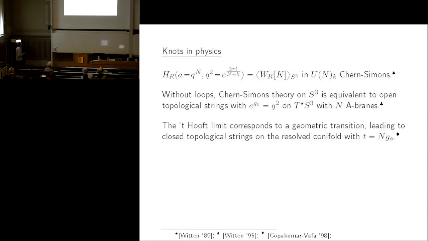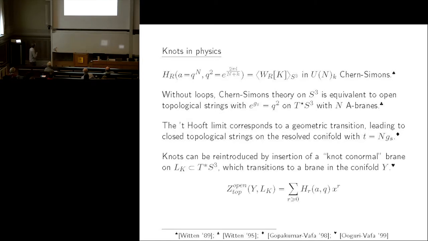Another important observation, also due to Witten, is that Chern-Simons theory without any insertion of Wilson loops on the three-sphere is in fact equivalent to open topological strings on the cotangent bundle of S^3 with a stack of A-branes on the zero section. And it was proposed by Gopakumar and Vafa that in the 't Hooft limit of the gauge theory, there is a geometric transition on the string theory side where you replace the cotangent bundle of S^3 with the resolved conifold, and the 't Hooft coupling determines the size of the P^1.